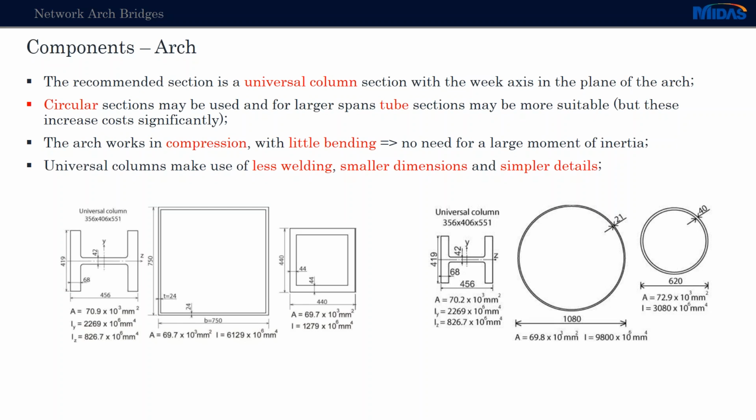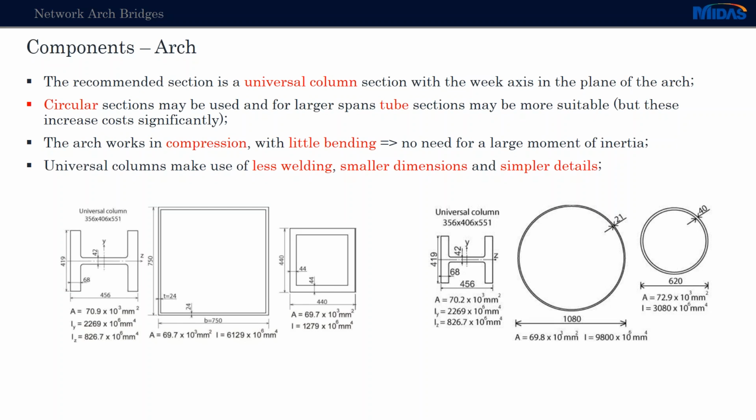Obviously, for other bridges, tubular or circular sections can be used, but these increase the cost significantly. If we compare the same area of steel for a universal column to a tube section or a circular section, we can see that the sizes of the tubular section are much greater, but because the arch is mainly loaded in compression, there is no need for a large moment of inertia. So again, structurally and aesthetically, this would be a better option.